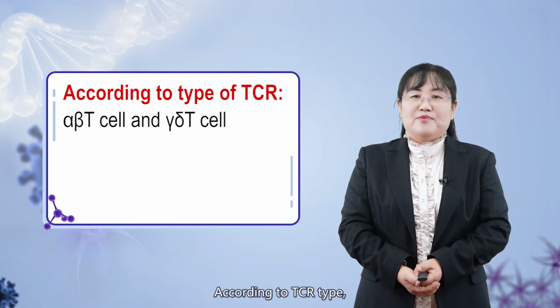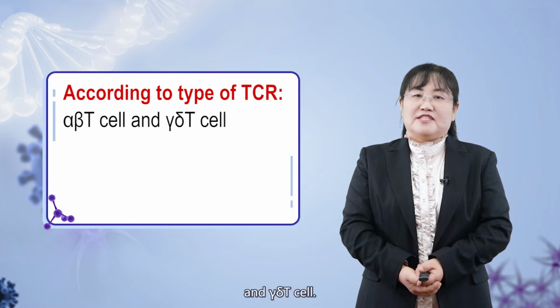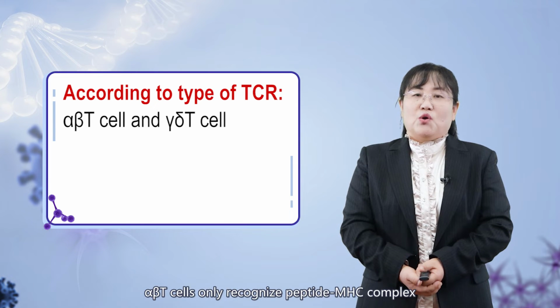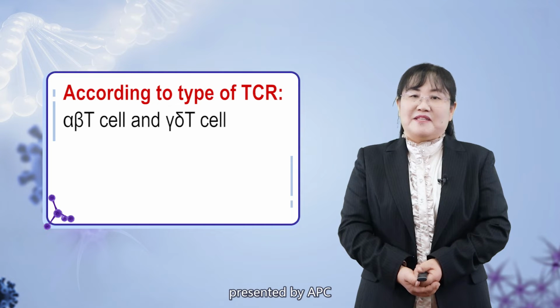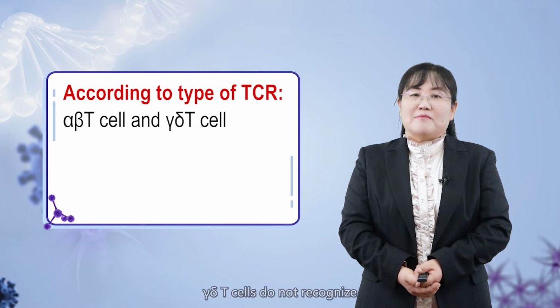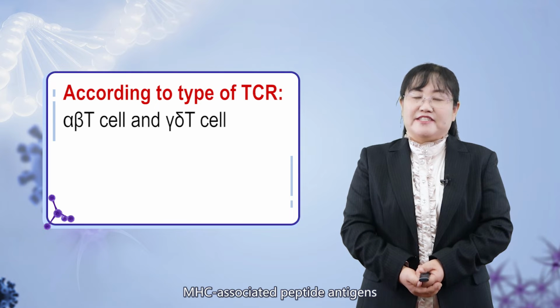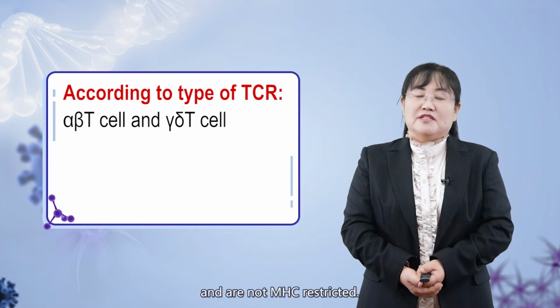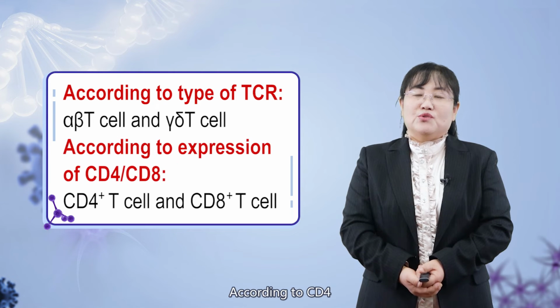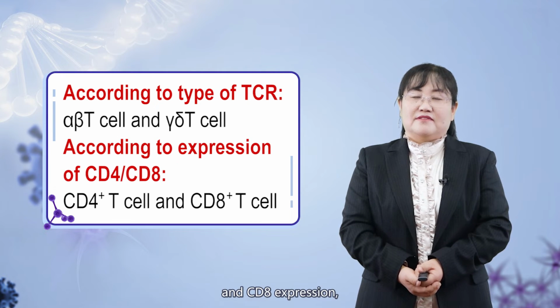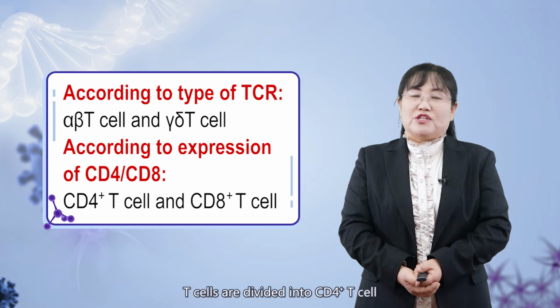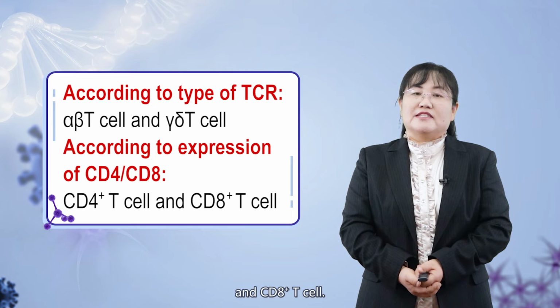According to TCR type, T cells are divided into alpha-beta T cell and gamma-delta T cell. Alpha-beta T cells only recognize peptide-MHC complex presented by APC and show MHC restriction. However, gamma-delta T cells do not recognize MHC-associated peptide antigens and are not MHC restricted. According to CD4 and CD8 expression, T cells are divided into CD4 positive T cell and CD8 positive T cell.